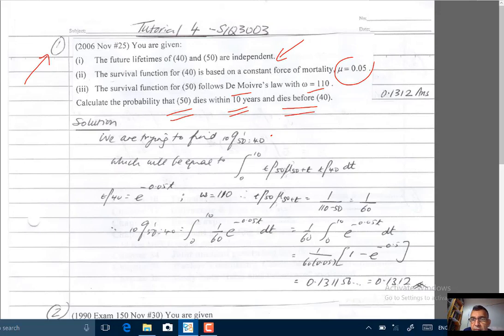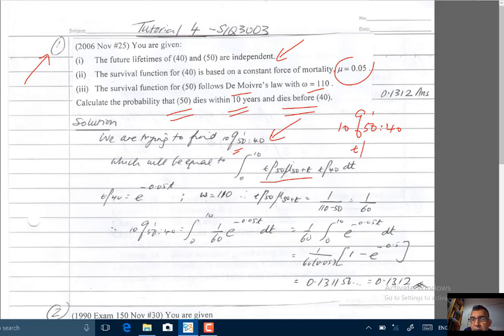So what are we trying to find? We're trying to find that 50 dies within 10 years and dies before 40. So I have a 1 on top and colon 40. That's what we are trying to find. Which means that this guy, 50, has to die first. So that's what you write here. Again, 50 has to die first.